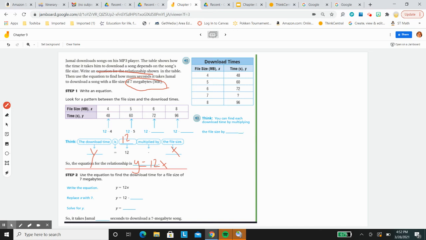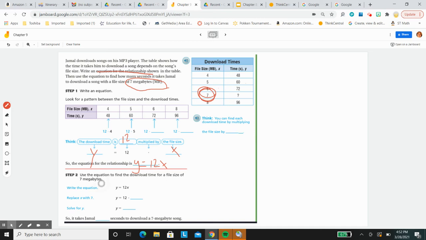So I have a table here. My download file size, if it were 4, I would take it times 12 and it'd be 48, and so forth. If the file size were a 5, it'd be 60 because 5 times 12 is 60. 6 times 12 is 72. They're asking me to find out, what if it were 7? They left this blank because they want you to do that. They did 8 for you, so you can see what's going on.